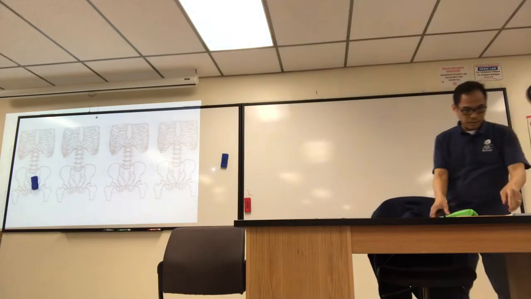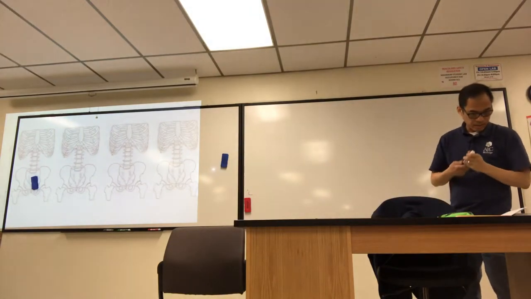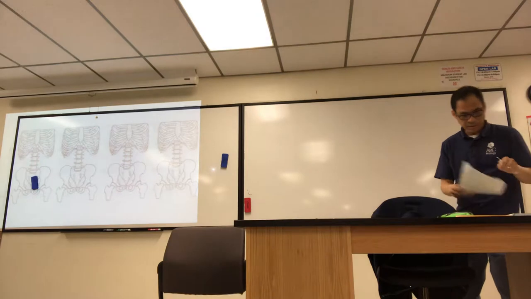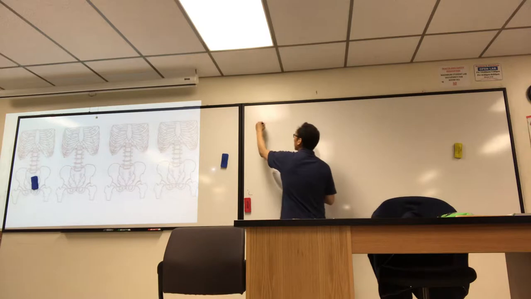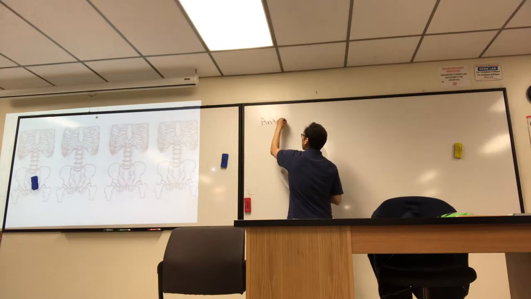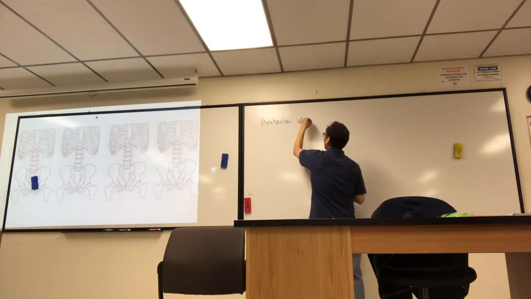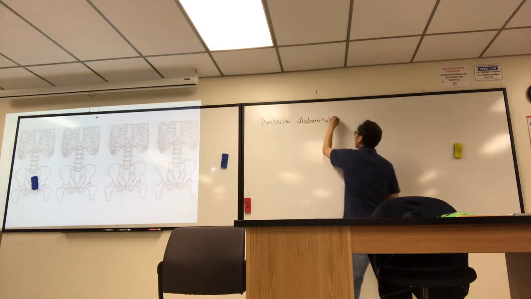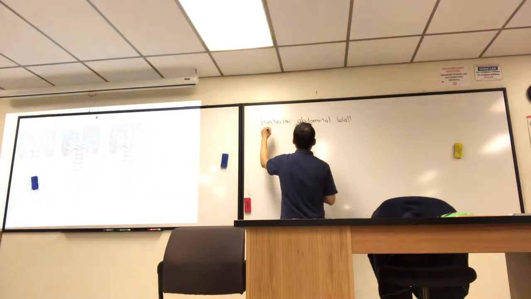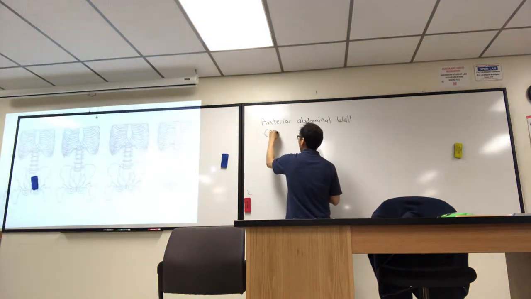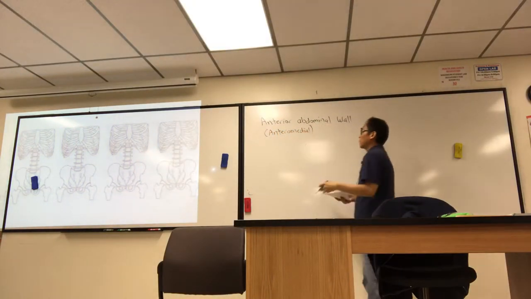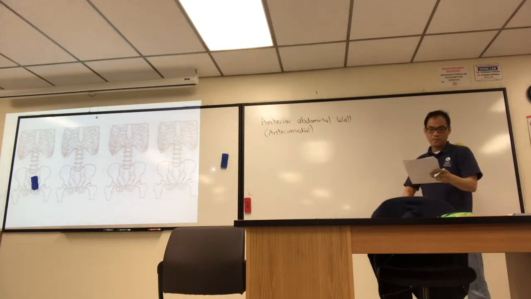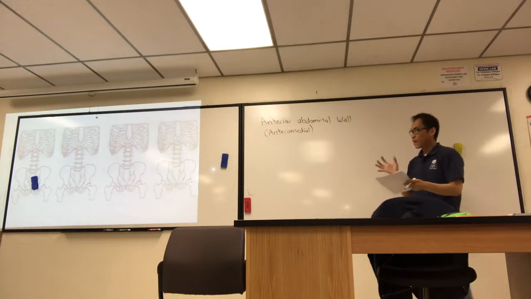First one listed on your study list is the rectus abdominis, and I list it in the region that is called anterior abdominal wall. To be more specific, anterior abdominal wall, sometimes it's called anteromedial, because it's right in the middle. So this is the region where we have rectus abdominis.